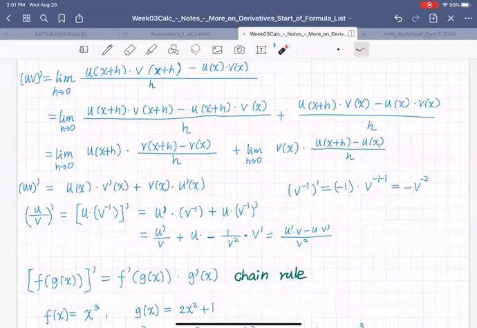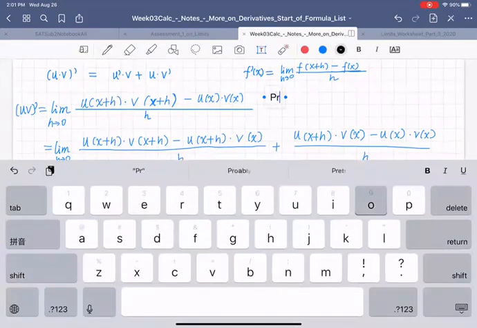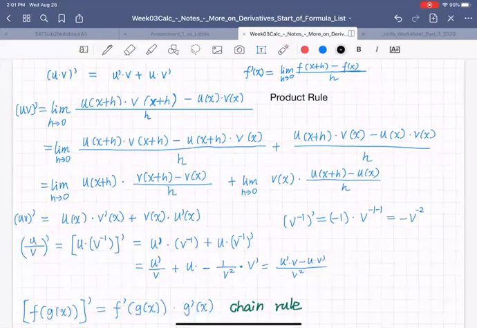Next one. This is a product rule, so you might want to write this down. You might want to give a title. This is called a product rule.